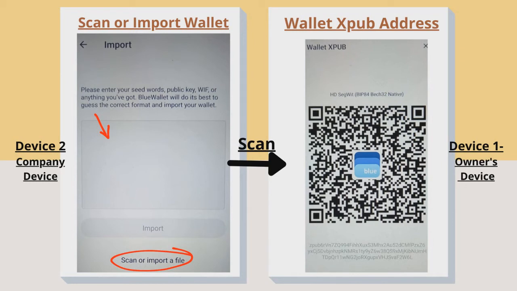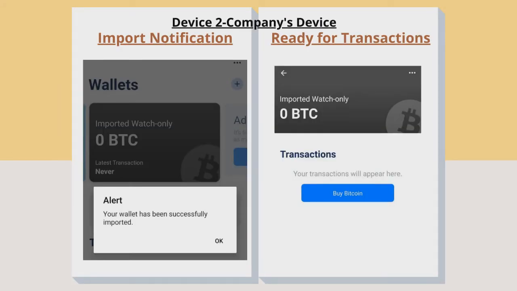If you do all the steps correctly until now, you will have the 2 devices with the following screens. Device number 2, the company's device, on the left, and device number 1, the owner's device, on the right. Use device number 2 to scan device number 1's QR code. Once you do the scan, you will get an alert saying the wallet has been successfully imported. And when you click on the wallet, you will see the screen on the right, and like that, you are ready to do transactions in the deposit-only wallet.